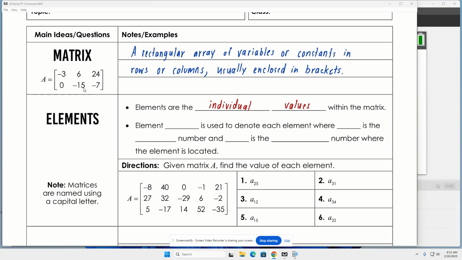-15, that is an element within this matrix. So element A sub xy, okay? Again, those are subscripts, so they're smaller than the A. So element A sub xy is used to denote each element where x is the row number and y is the column number.